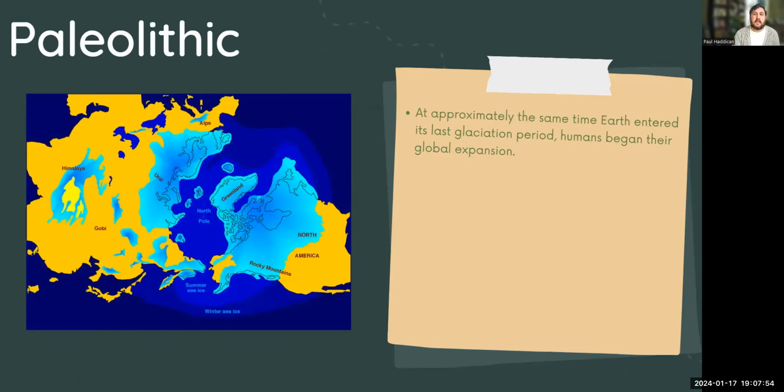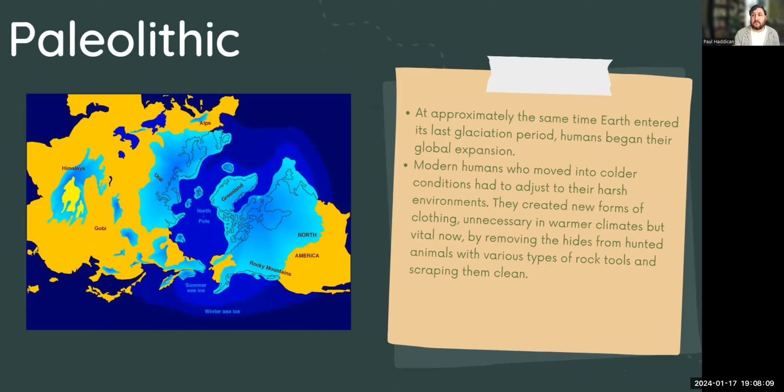Approximately the same time as we're moving around, building these stone tools, starting to explore, Earth is entering its last glaciation period, its last ice age, and so humans are able to go further than they've ever been able to go at that point. Modern humans, so they're used modern for not us, but for these humans who are migrating at this time, are moving into colder conditions. They're going to have to adapt pretty quickly, pretty heavily to their new environment, their new situation.